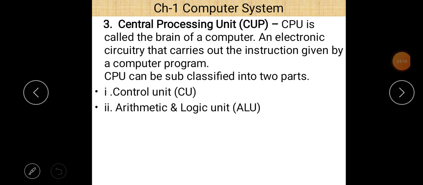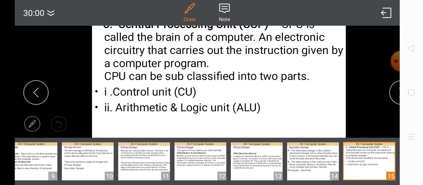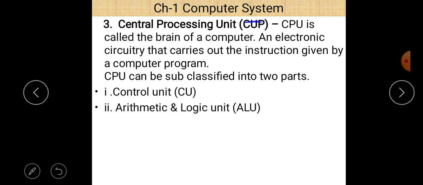Second part is CPU. So here, there is a spelling mistake. CPU, central processing unit. The CPU is called the brain of the computer, and it is an electronic circuitry that carries out the instructions given by a computer program. And again, the CPU can be sub-classified into two different parts: the control unit and the arithmetical and logical unit.